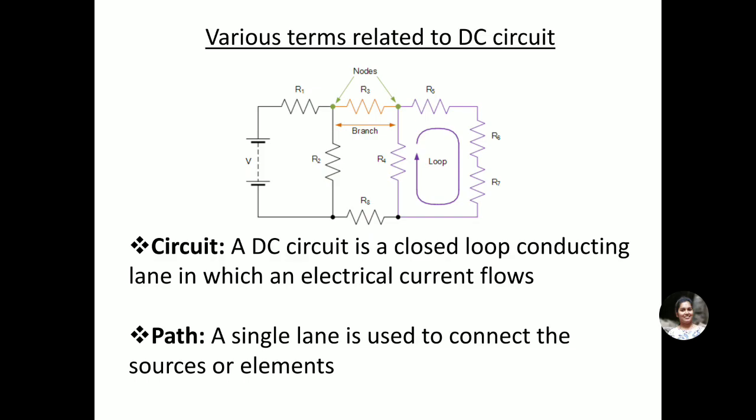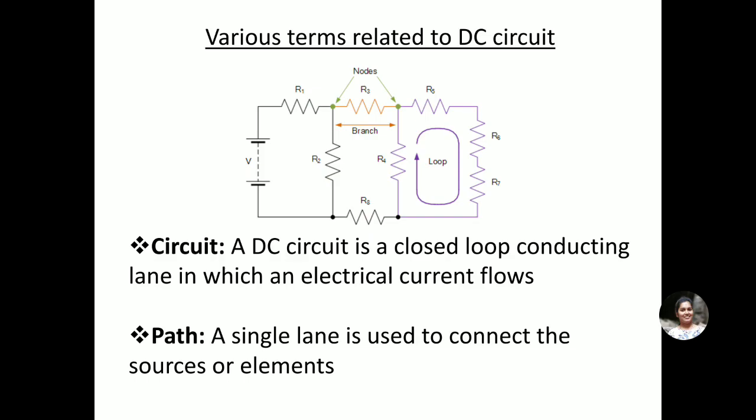The first one is circuit. This is an old term itself, but what is meant by circuit? A circuit is nothing but a closed loop conducting path in which an electrical current flows. The diagram which we are seeing on the screen is nothing but a circuit. Here it is a DC circuit in which it is a closed loop.